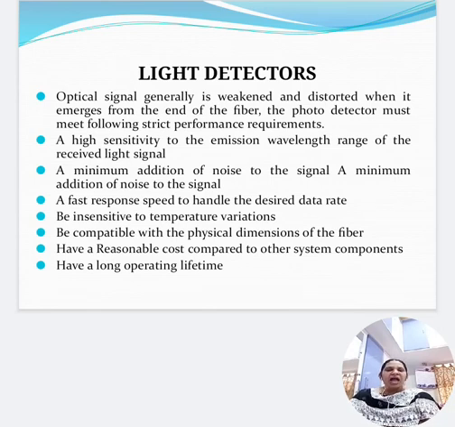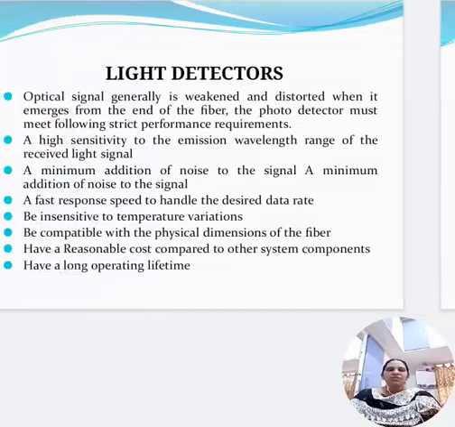Then it must have reasonable cost. Its cost must be reasonable compared to the other system components. And it must have a long operating lifetime. So these are the basic requirements of any light detector.